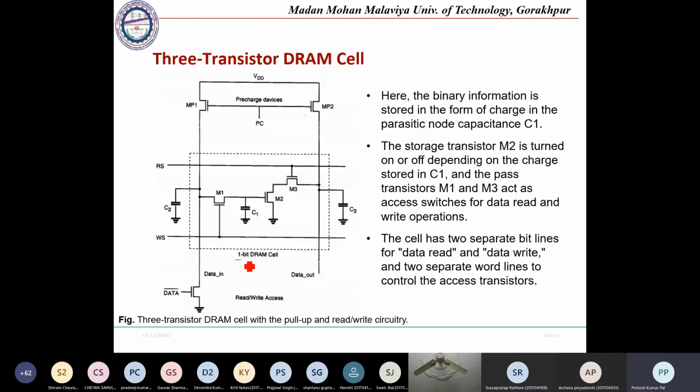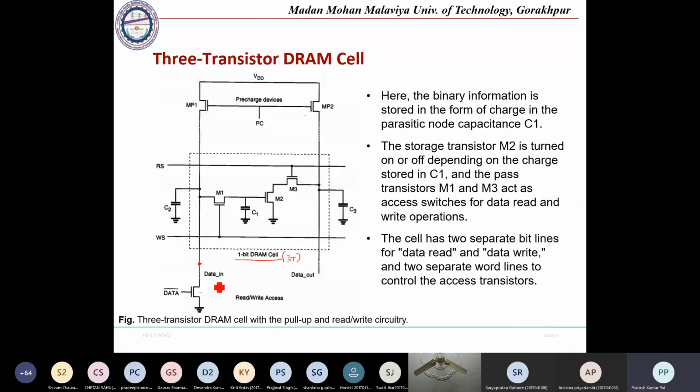Okay, so in that 3T DRAM, along with this structure, there is some extra circuitry. This extra circuitry has an extra NMOS transistor that is having an input called data bar. That will be an input. And here this bit line is called data in. That means this will be the bit line from where we will be providing the input data, and this is the bit line at which we will be taking the output.